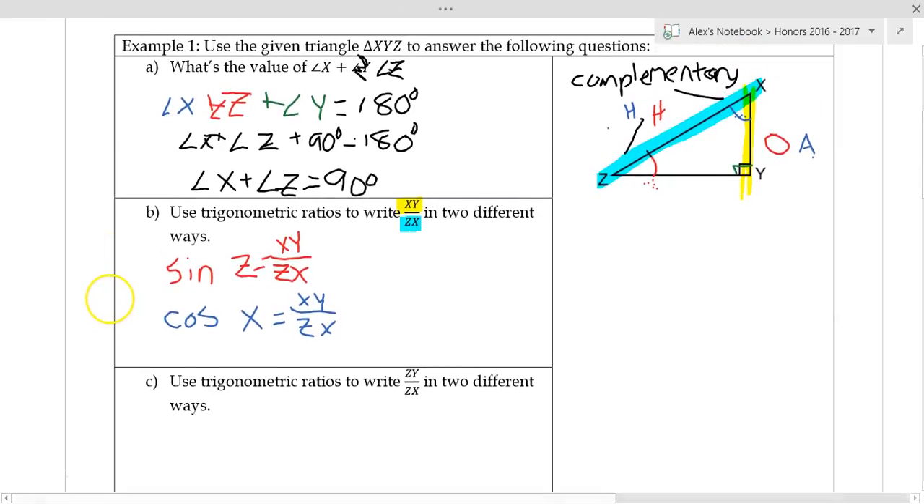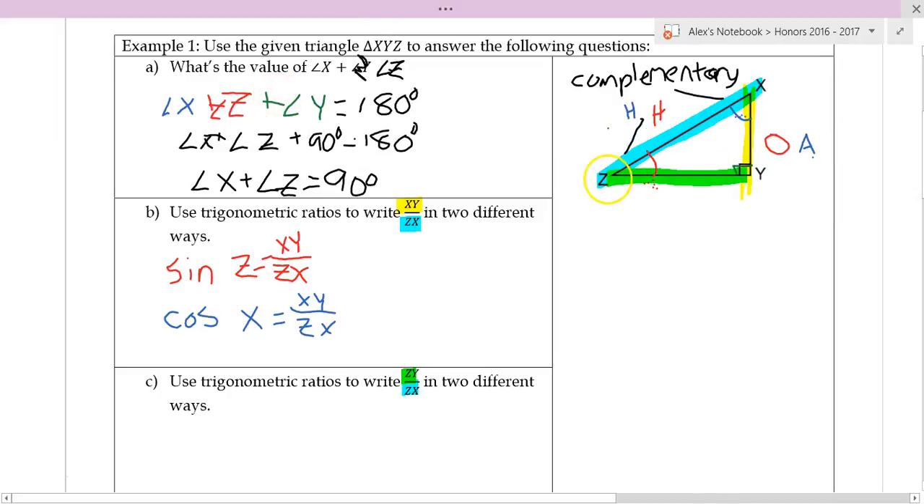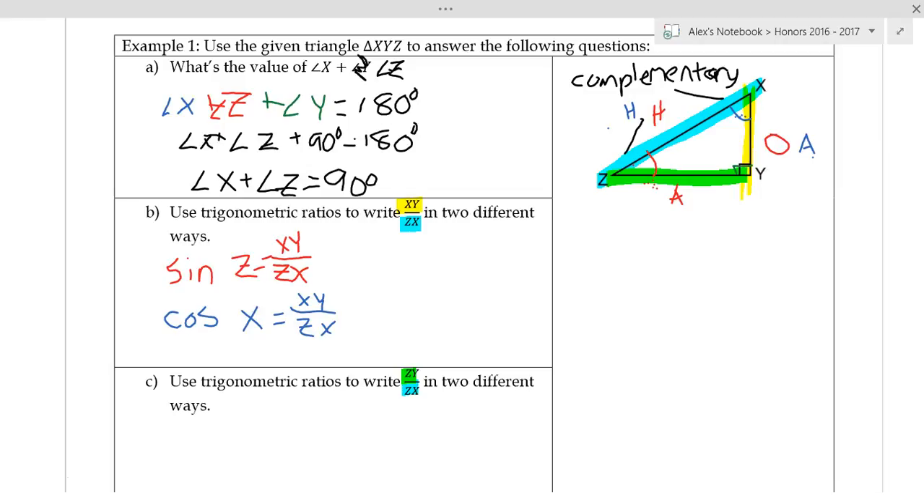Looking at Z, now I want to write ZY over ZX in two different ways. So I have ZY over ZX. Now again, if I start by looking at angle Z, now this is my adjacent side, ZX is still my hypotenuse, so cosine of Z equals ZY over ZX.